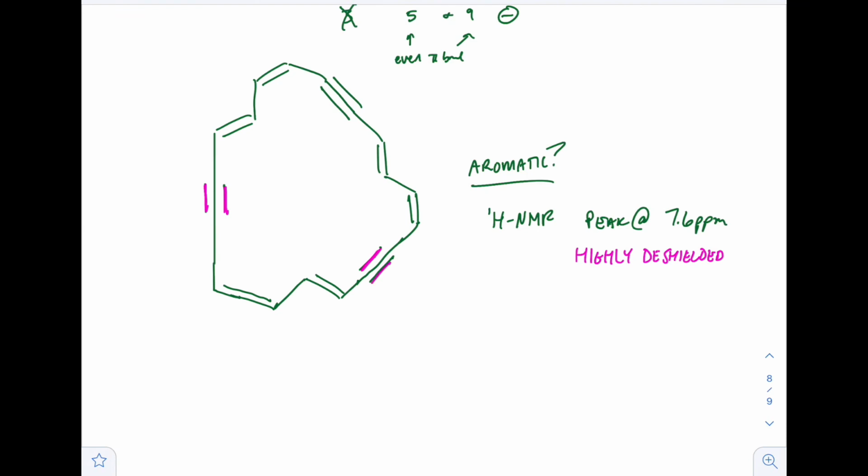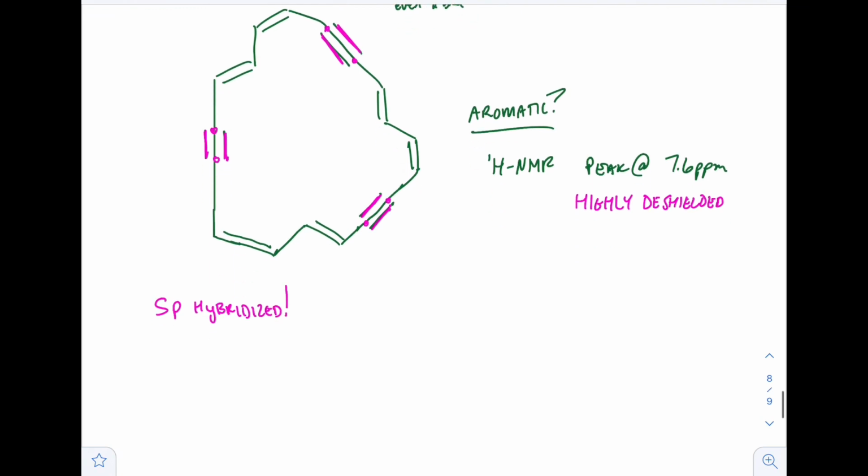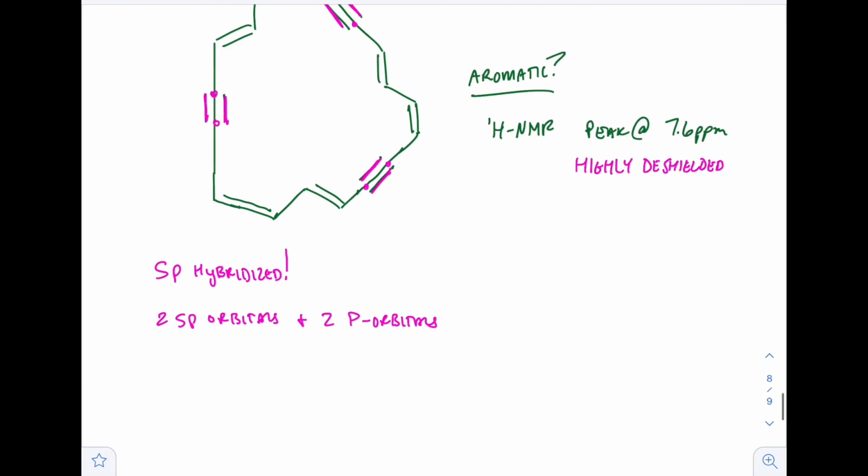So let's take a look at these alkynes, right? So we've got 2 pi bonds in each of these alkynes, right? Those 2 carbons are sp hybridized. So what does that mean in terms of orbitals? That means we have to have 2 sp orbitals as well as 2 p orbitals, and that's for each carbon in that alkyne, right? So what's that going to look like?